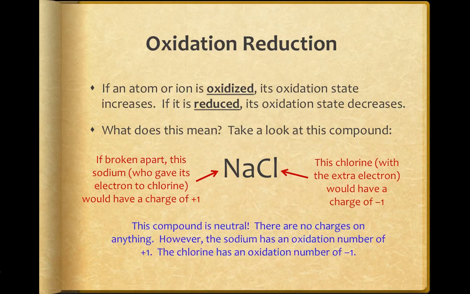This compound, sodium chloride, is neutral. There are no charges on it. However, if they were broken apart, the sodium would be a +1, the chlorine would be a -1. So what we say is, even in this compound, the sodium has an oxidation number of +1, and the chlorine has an oxidation number of -1. So that's what oxidation numbers are.